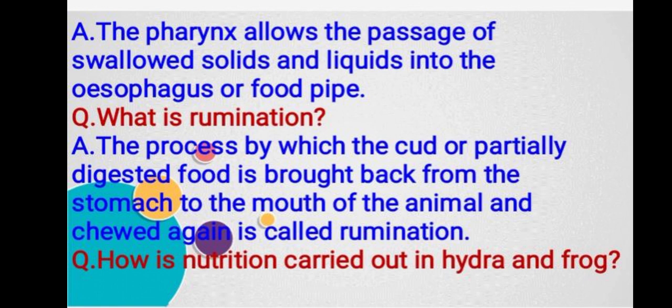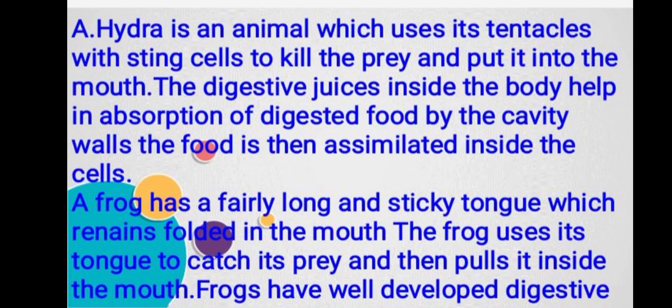Next question is, how is nutrition carried out in Hydra and frog? Hydra is an animal which uses its tentacles with sting cells to kill the prey and put it into the mouth. The digestive juices present inside the body help in absorption of digested food by the cavity walls. The food is then assimilated inside the cells.